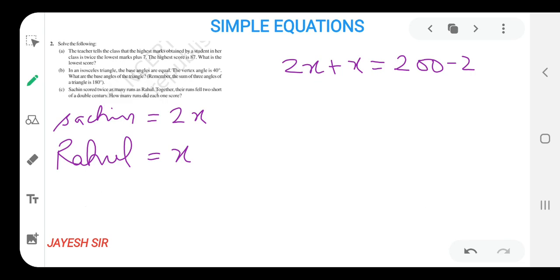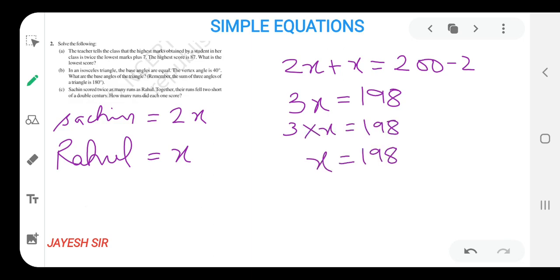It is to be said that after adding the runs of both the players, Sachin and Rahul, their score is 2 less than a double century. In this way we will do. So 2x plus x will result in 3x, and 200 minus 2 will result in 198. Now 3 and x are in multiplication. After going that side, 3 will come in division. Now we'll try to cancel. The answer would be 66 runs.